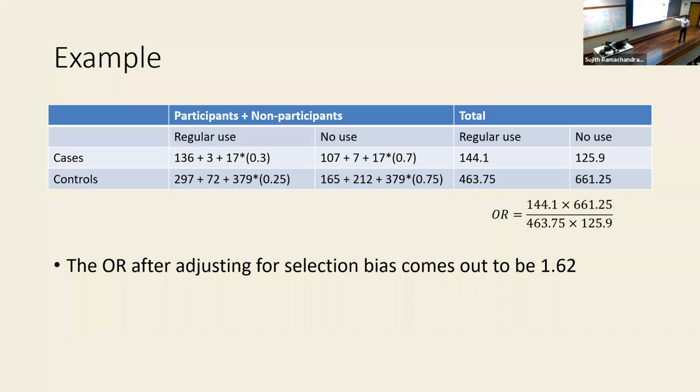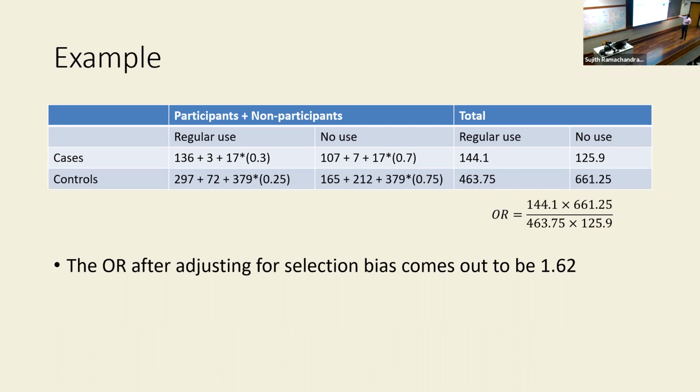Similarly, we did the same thing with the controls. 279 people was the original study population. 72 was the people that responded to the short questionnaire. And then 25% of 379 was the number of people that did not respond to either the interview or the short questionnaire. And we did the same thing with the no use. Got total numbers by just adding those up.